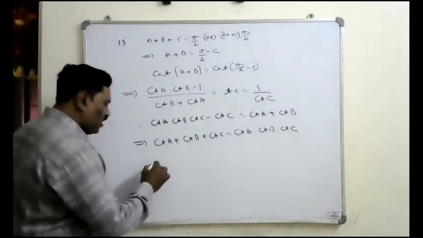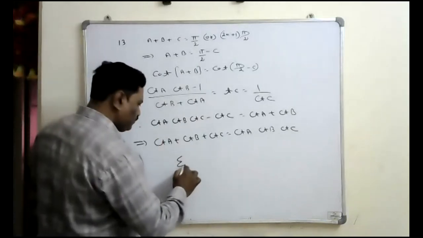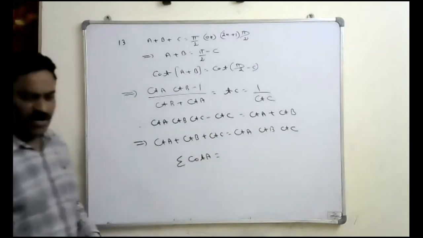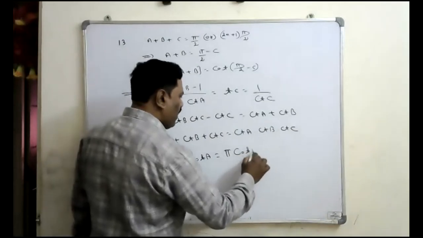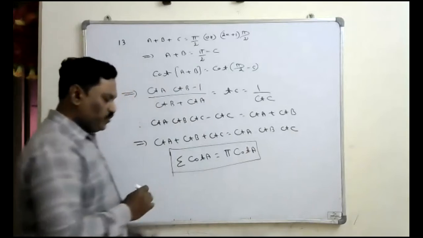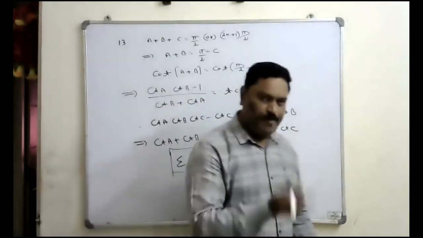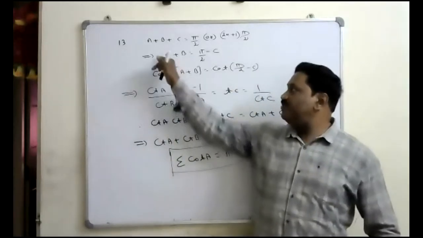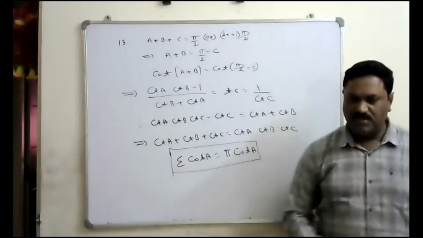Then tell me, how do you write cot a plus cot b plus cot c? You can write sigma cot a, and cot a into cot b into cot c is pi cot a. So this is the result we have to remember. Because if a plus b plus c is pi, then sigma tan a equals pi tan a. If a plus b plus c is pi by 2, the same type of result will be there in terms of the cot: sigma cot a is equal to pi cot a. Okay, take the result.